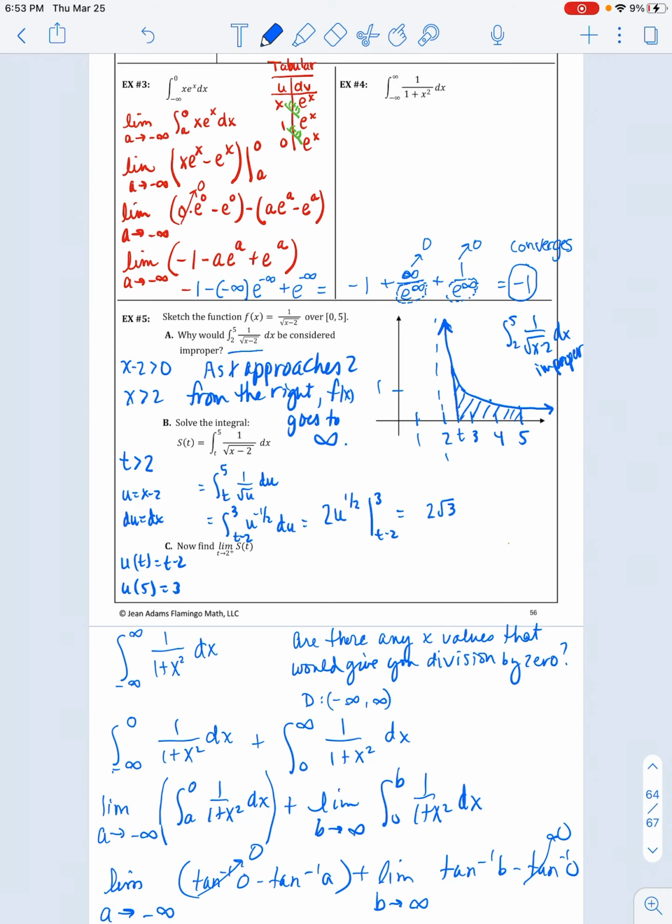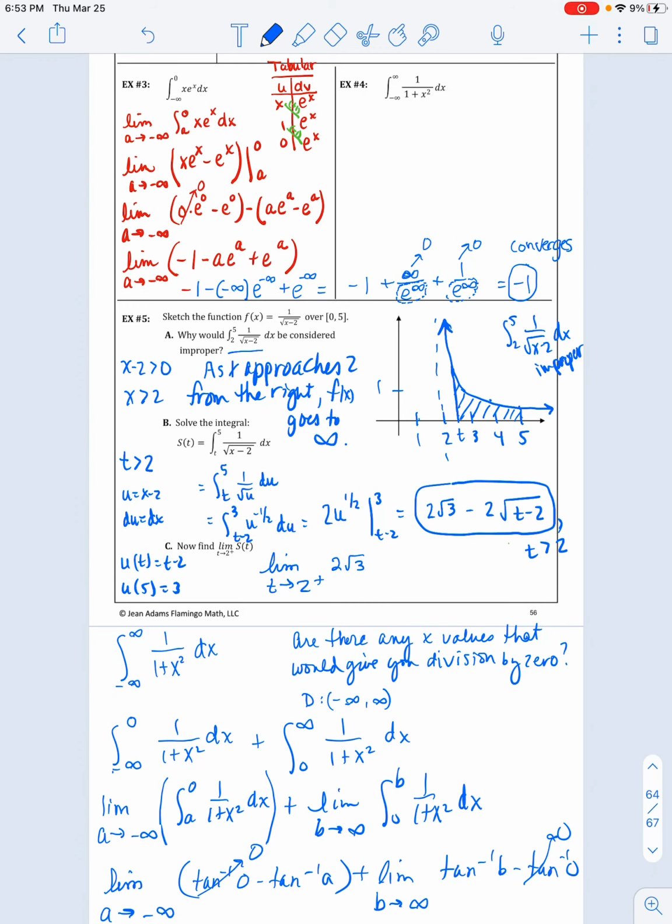And so this is going to be 2 times the square root of 3 minus 2 times the square root of t minus 2. So this is your integral as long as t is greater than 2. Okay? It can't equal 2. If it equals 2, then it's improper. So now they say, well, find it if t is approaching 2 from the right.